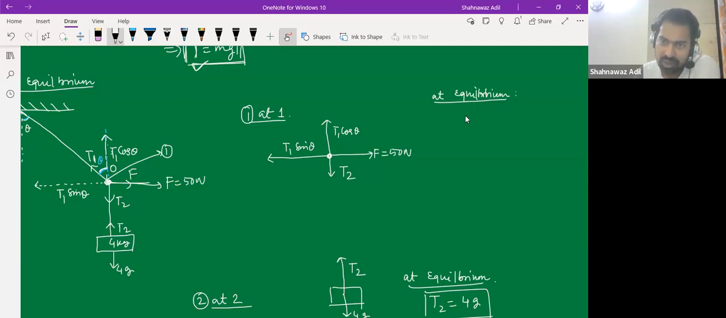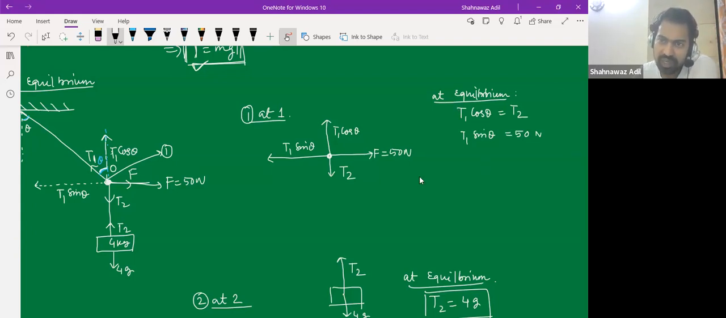So what will that give? It means T1 cos theta is equal to T2. Absolutely right. So T1 cos theta is T2. And then T1 sin theta is equal to 50 newtons. Absolutely correct. So these are the two equilibrium conditions.